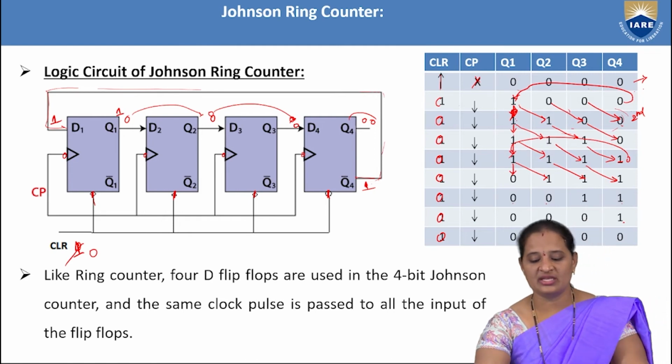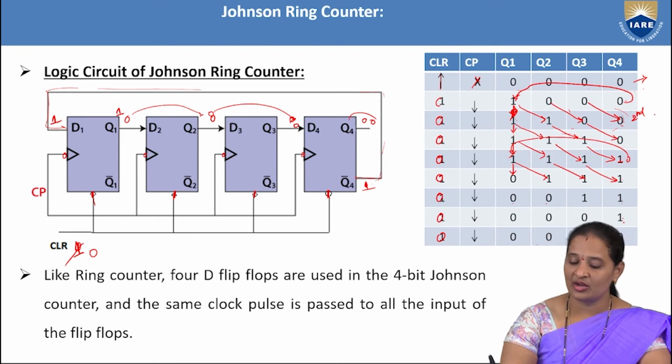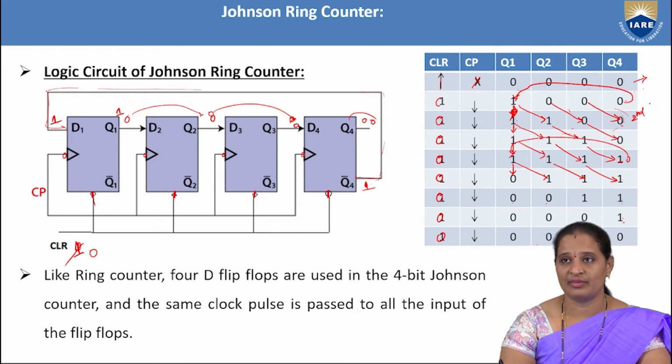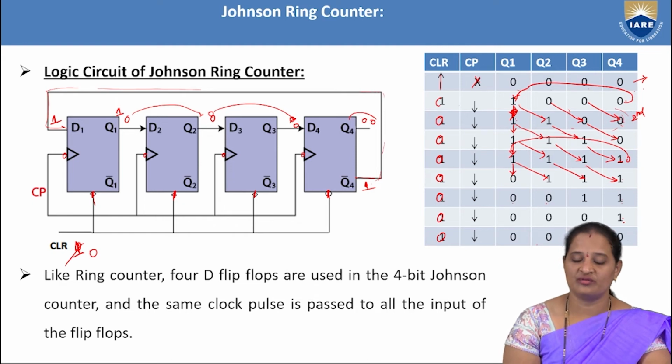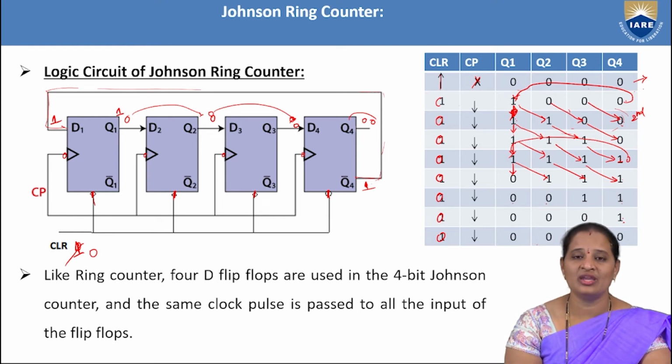So totally how many states has it undergone? 1, 2, 3, 4, 5, 6, 7, 8. That means after all the 8 pulses, it is again coming back to the original state, that is the all 0 state. So we can say that it is undergoing 8 states, or else we can also say that it is counting 8 pulses. For every clock pulse, it is changing its state. So how many states is it undergoing? It is undergoing 8 states.